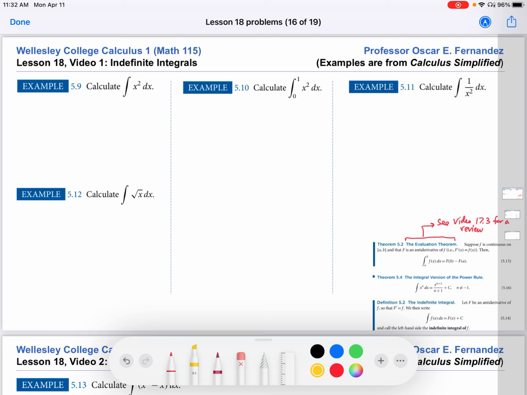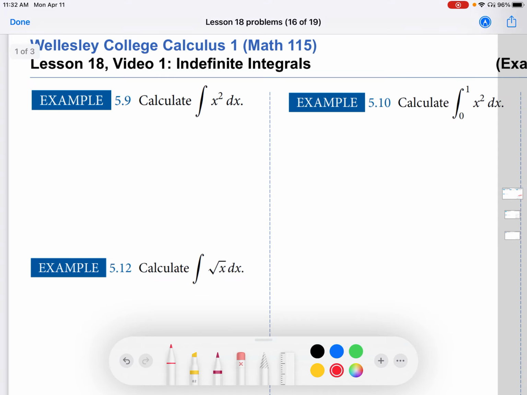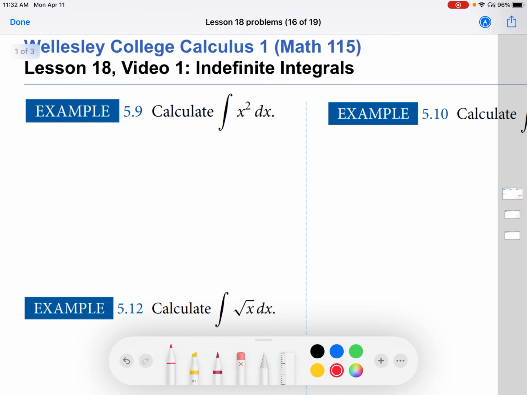Hi, this is Professor Fernandez, and this is video 1 in lesson 18. We're talking here about indefinite integrals, and we are going to calculate 4 of these across these examples from Calculus Simplified. So the first thing I want to do is zoom in to the first example, and then see what we're going to need to use to calculate that one.